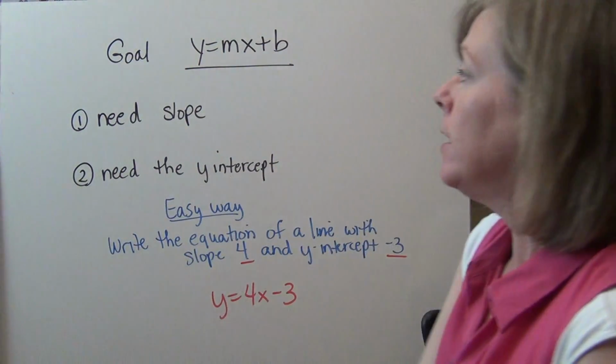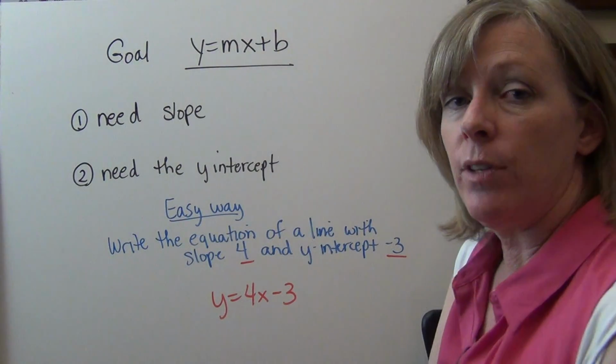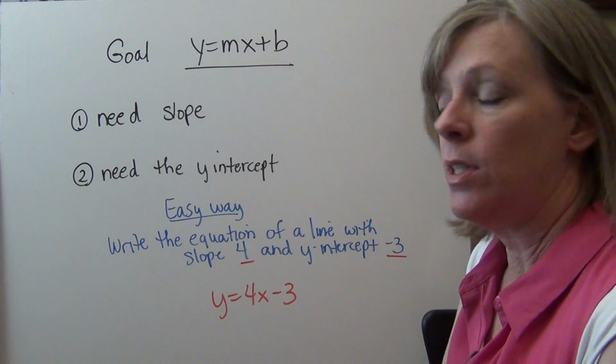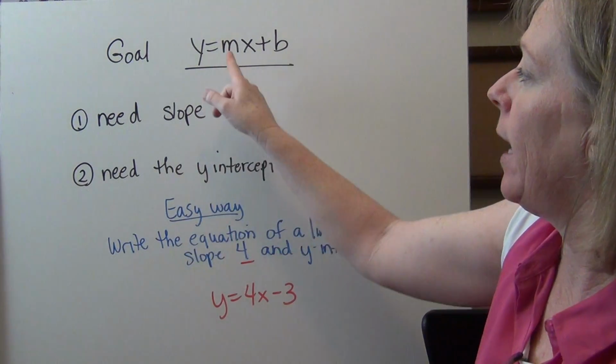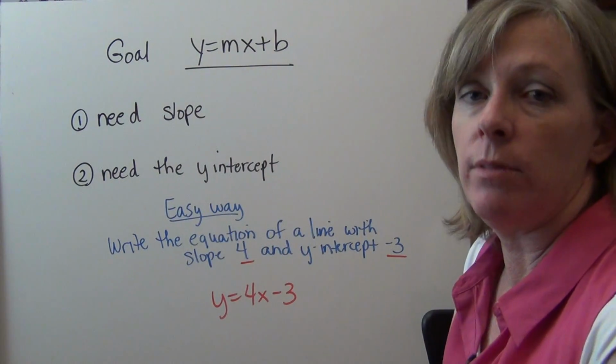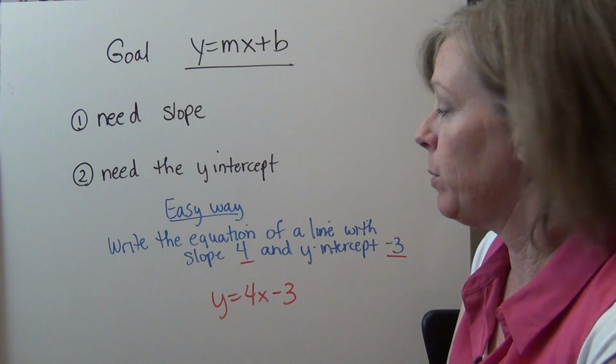Okay, so when we're trying to find the equation of a line, for the most part, our goal is to get to y = mx + b and get those numbers in the right place. In order to do that, we need to know the slope and we need to find the y-intercept. Those are the two pieces of the puzzle that we have to put together.